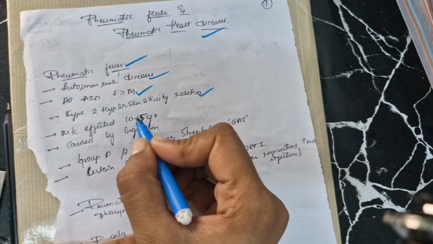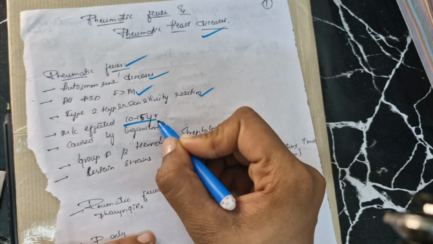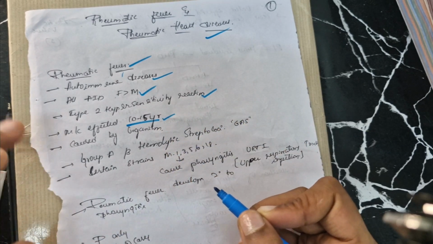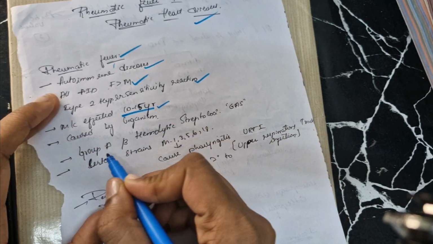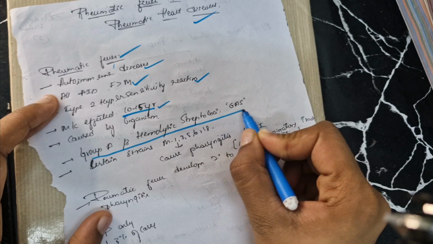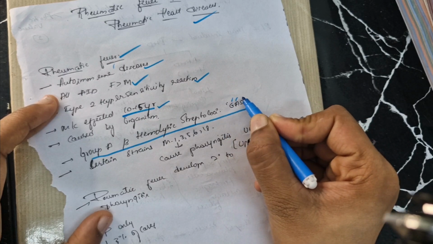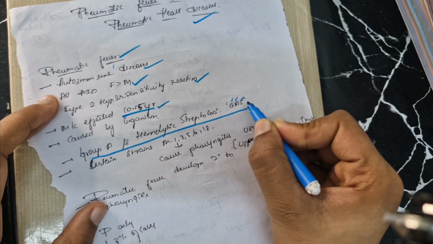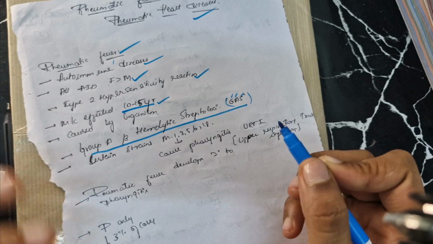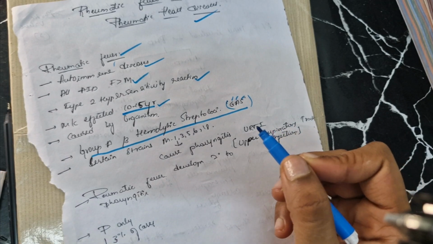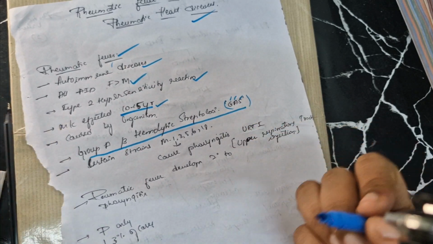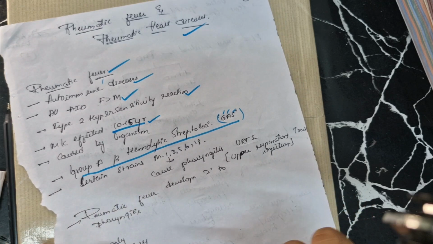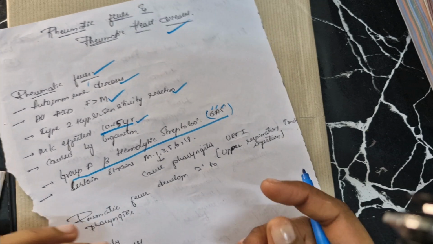The most affected age group is 10 to 15 years. Children will be most affected by this disease. It is caused by an organism, group A beta hemolytic streptococci, that is group A beta hemolytic streptococci, GAS. These organisms cause rheumatic heart disease or rheumatic fever. When it affects the heart, we call it rheumatic heart disease, and if it affects the joints, subcutaneous tissue, and nerves, we call it rheumatic fever.